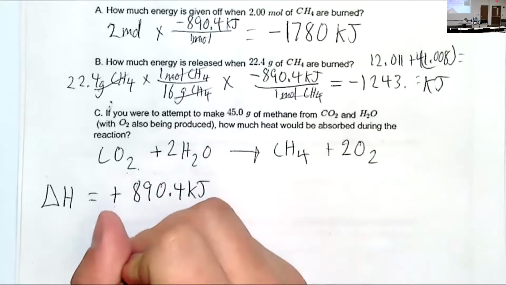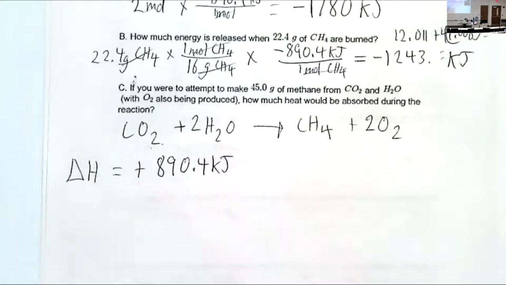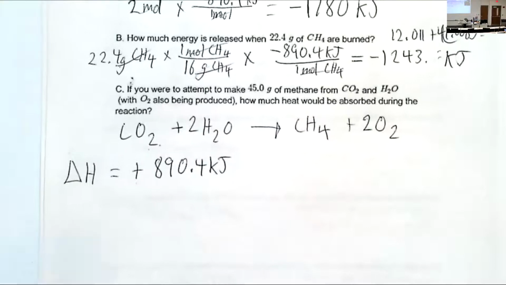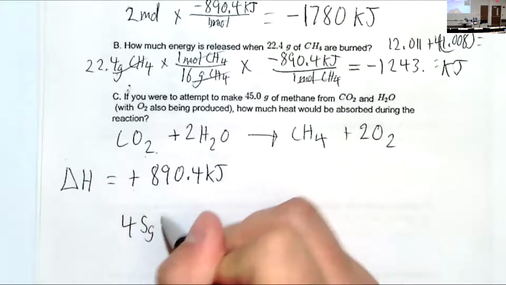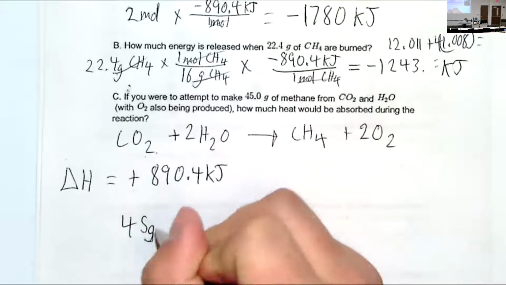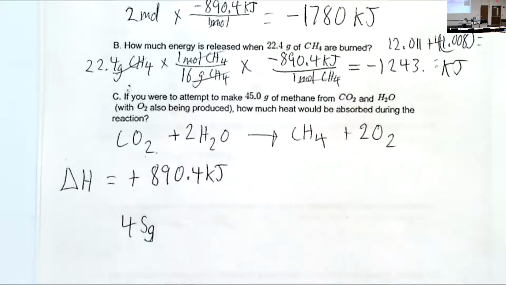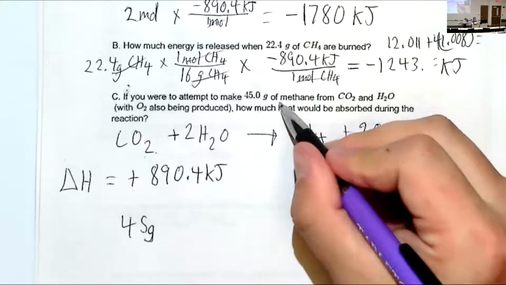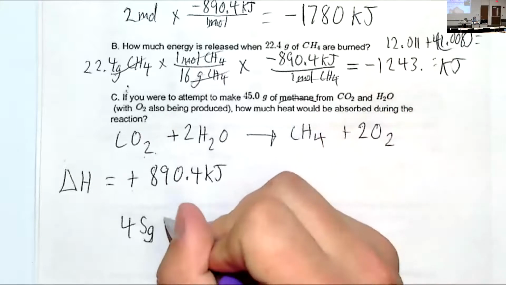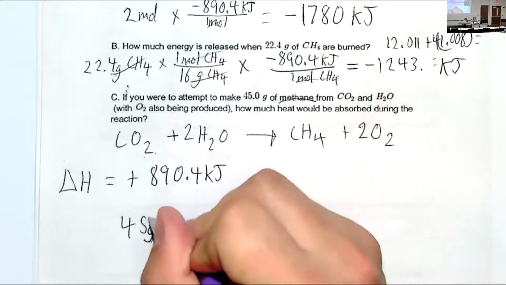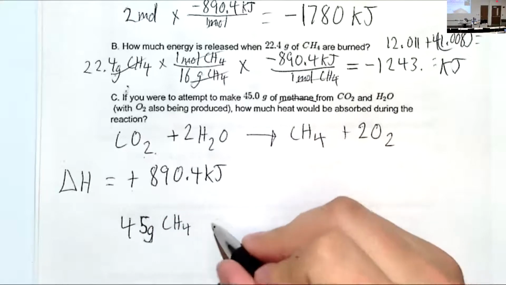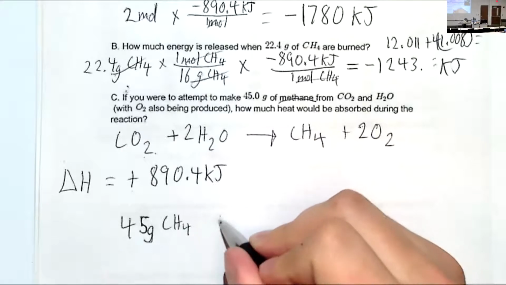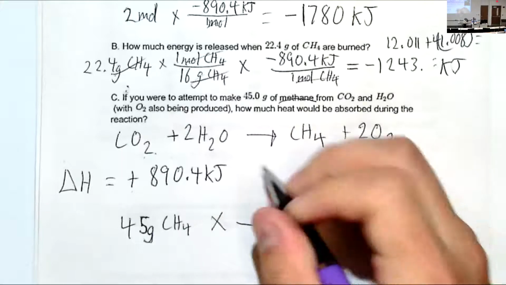Right. Back to our equation. We're going to start off with our grams. Make sure I'm writing on the screen. Okay. Writing on the screen, 45 grams. And we're trying to make our methane, so put our methane, because that's what we're finding. And we're going to go with, boom, finding moles.